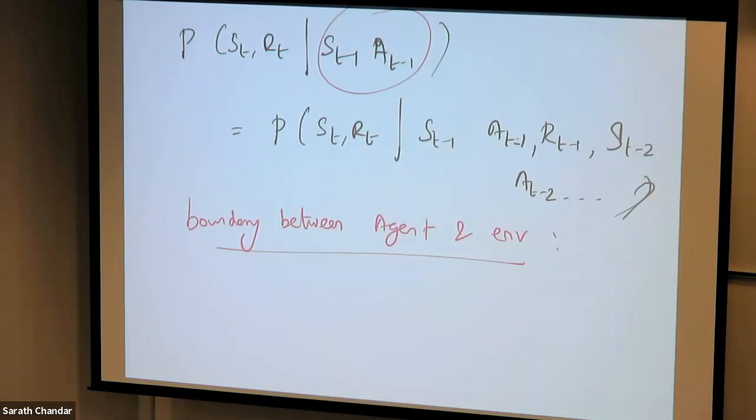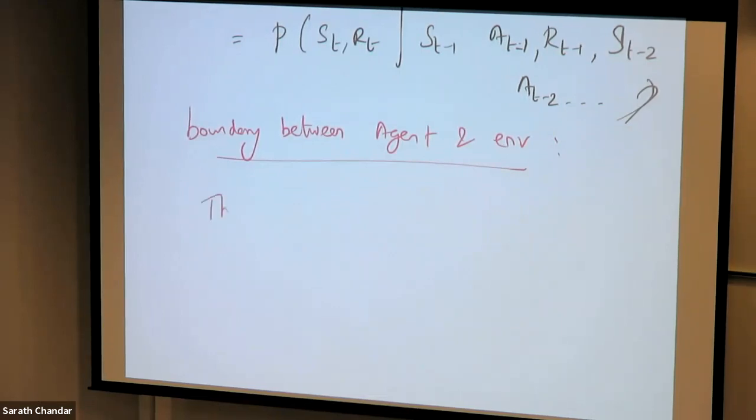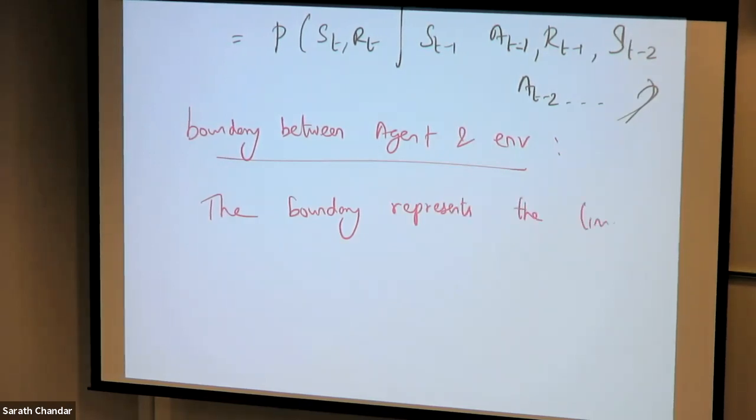Sometimes I would know everything in the environment. For example, sometimes I would actually know how my reward function is calculated. Sometimes I could see the reward function being calculated, but I cannot change it. So one important distinction here is that the boundary represents the limit of the agent's absolute control, not its knowledge.